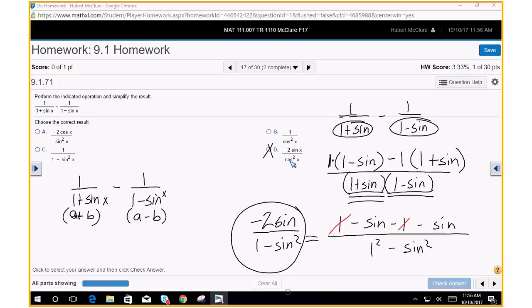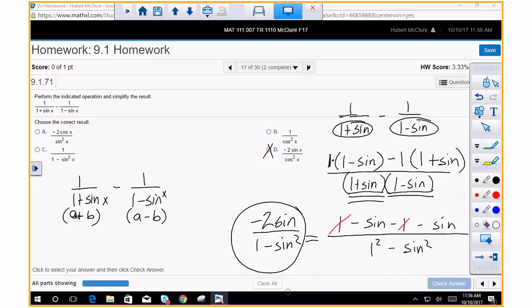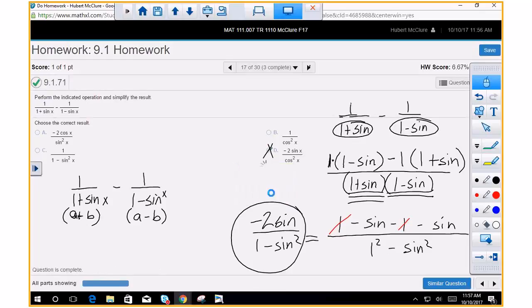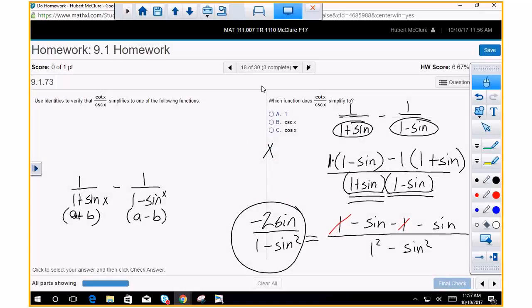So let's check it. Good job. I feel good about myself, so I don't have to put smokestacks on my truck. All right, let's do another one.